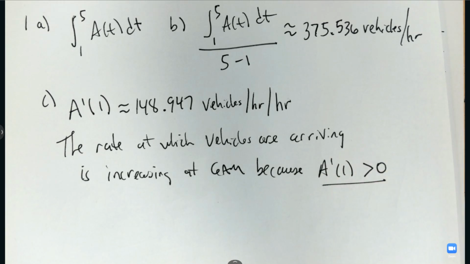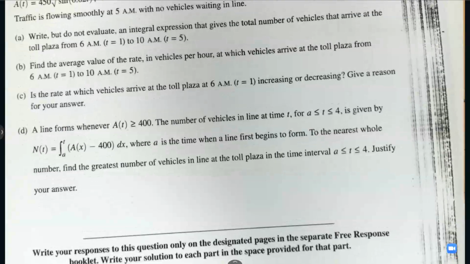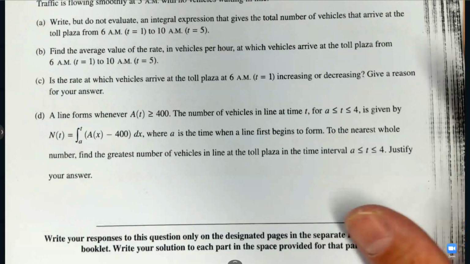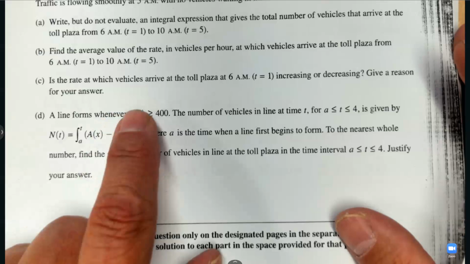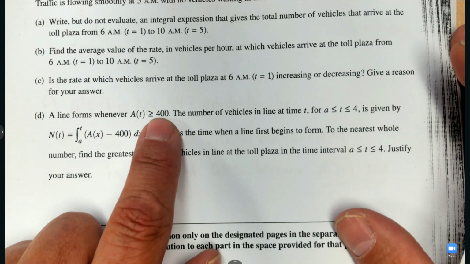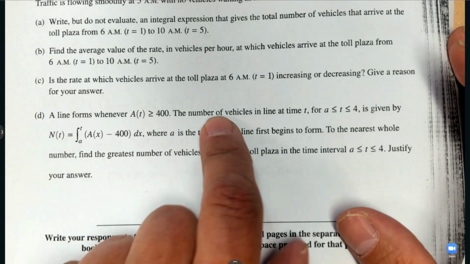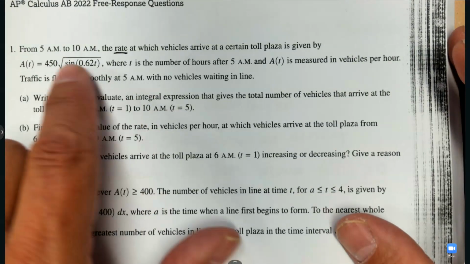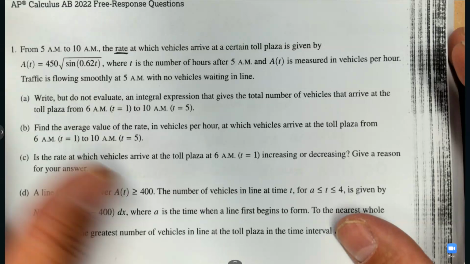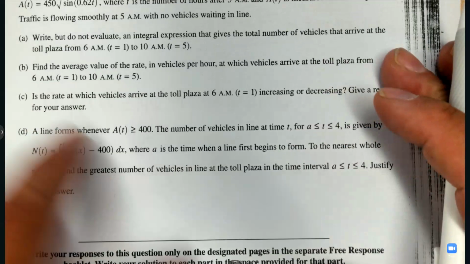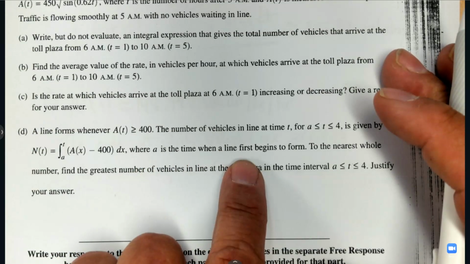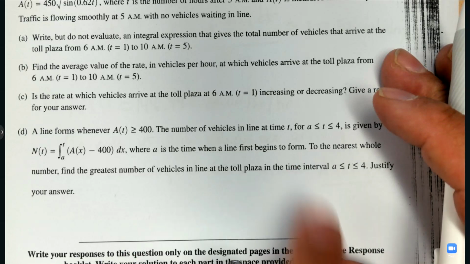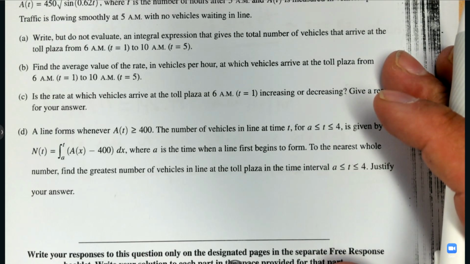All right, one more left, D. A line forms whenever this rate is bigger than 400. The number of vehicles in line from A to 4 is given by this equation. And we already know A in terms of the smallest number is 0 or 5 a.m. Where A is the time when a line first begins to form. To the nearest whole number, find that number.